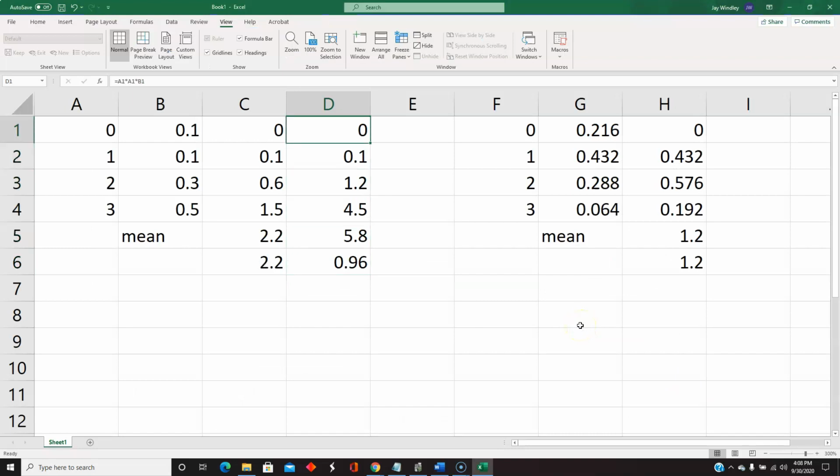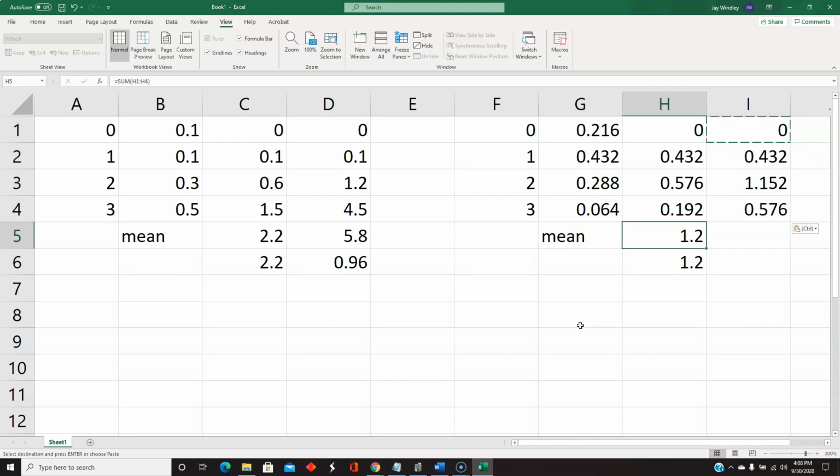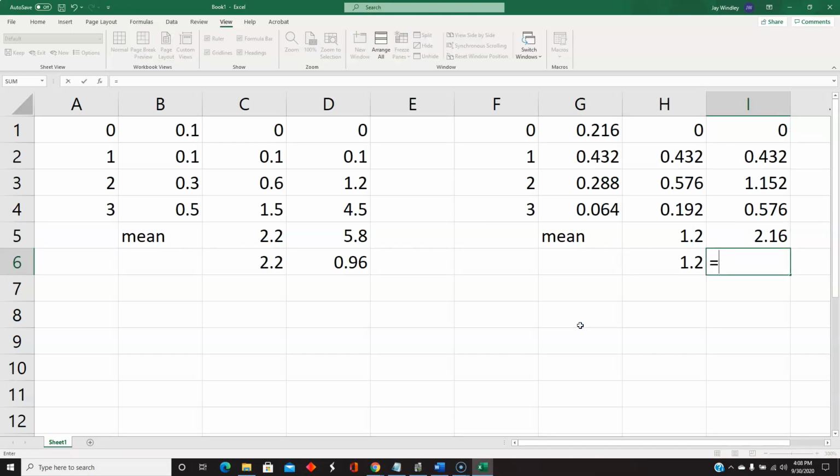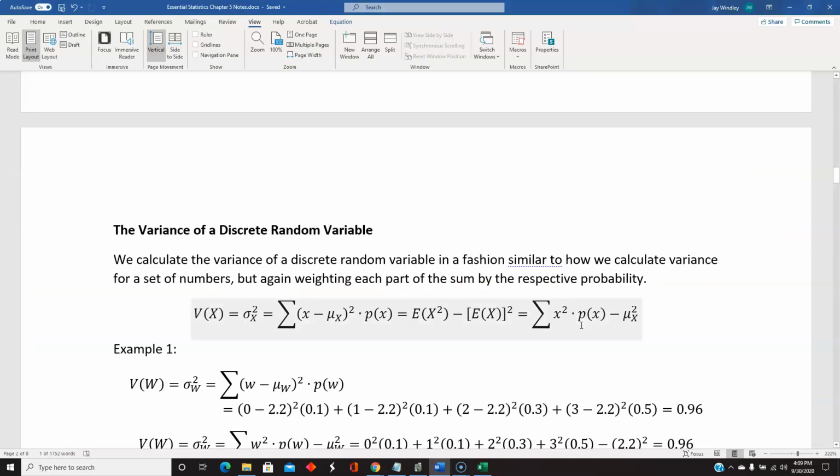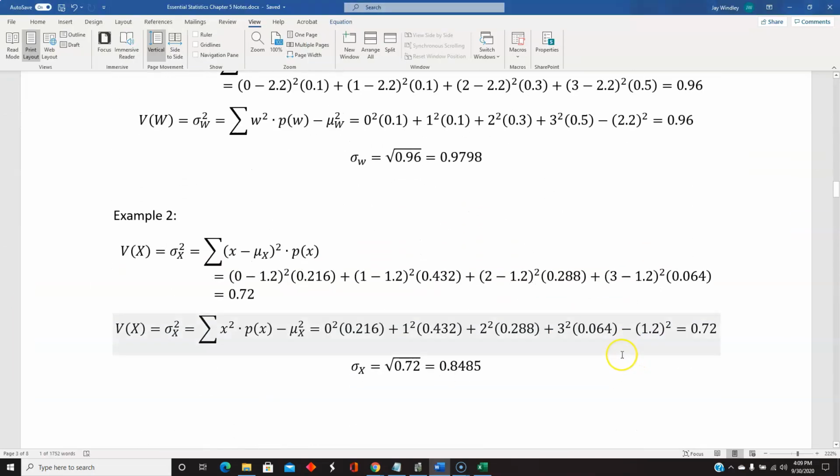We can do the same thing over here. Create another column which takes the value of our random variable times itself, or in other words squared, and then times its associated probability. Copy and paste all of those products, and then sum all those products, and we get 2.16. And then let's take that value and subtract what we got for the mean, squared. And we get 0.72 for the variance, which is the same variance as we got that way.